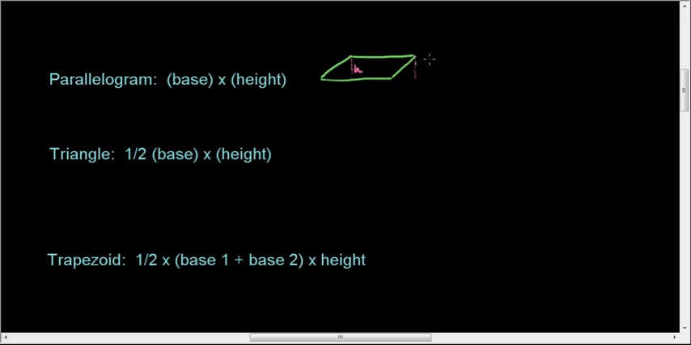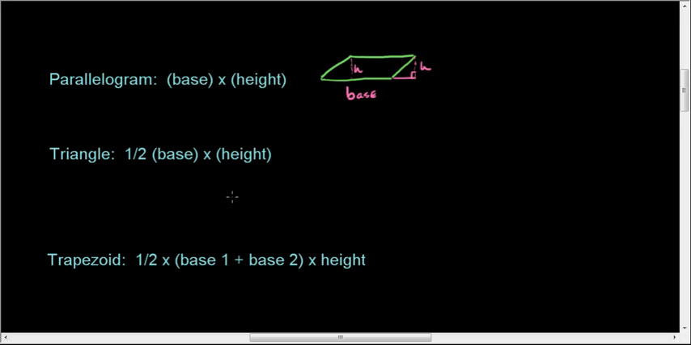The height does not have to be measured inside the figure. It can be measured outside as long as it is perpendicular to the base that you are considering. And so the base is going to be this part right here, that horizontal line. Now, the other base is equal to this in the parallelogram, but that you can prove. So it's not an assumption, it's a theorem. But that's the area of a parallelogram.